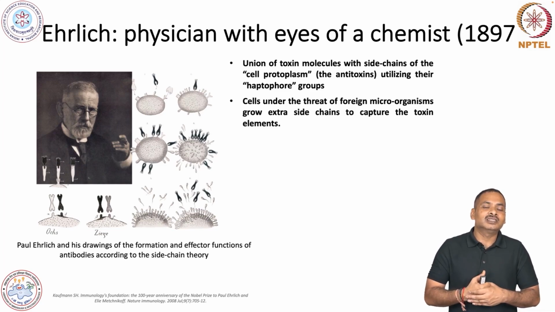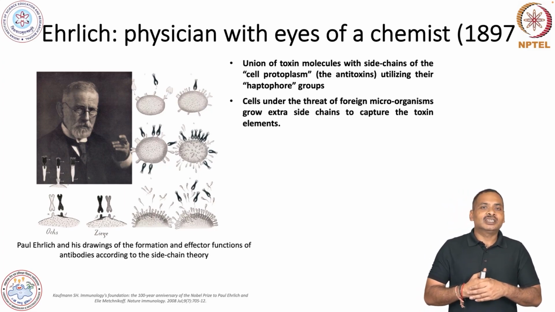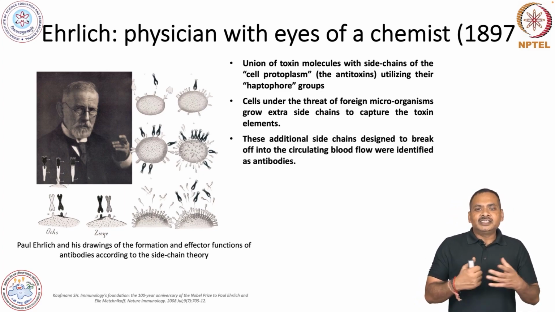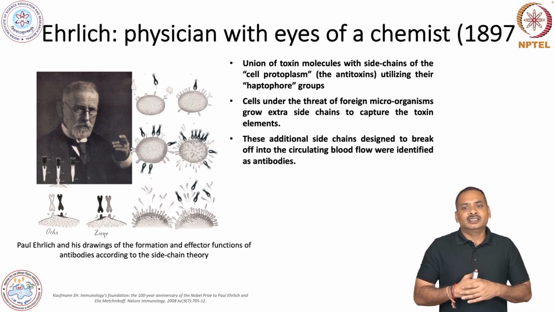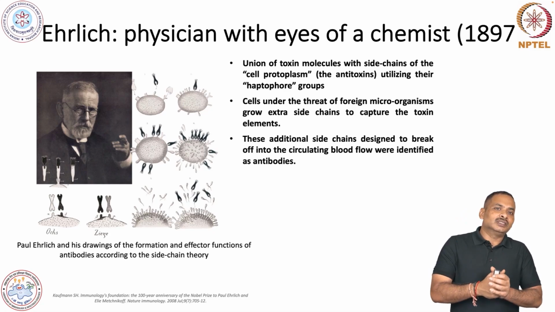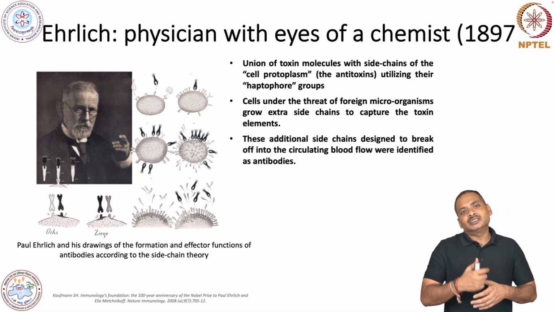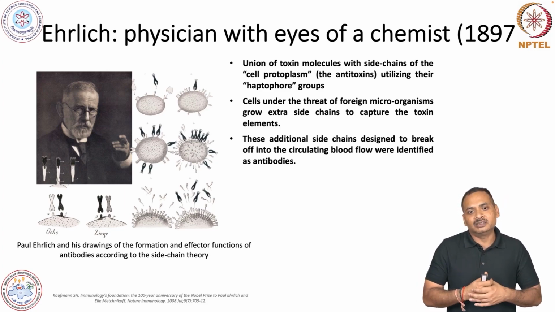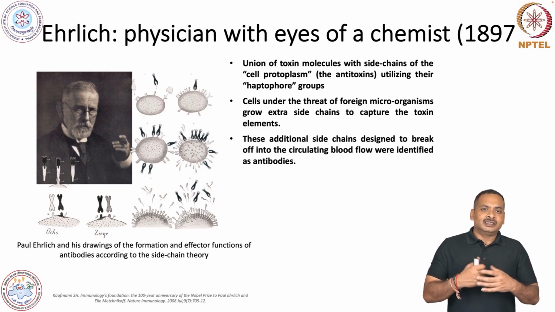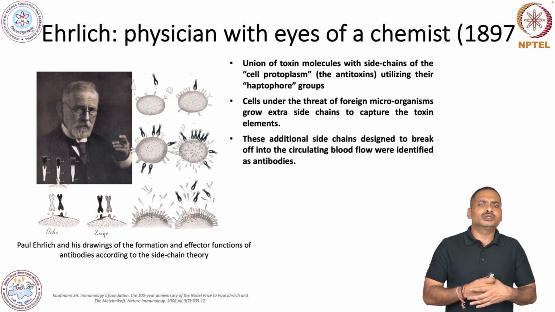Now there are B cells, which express the antibody molecule. Okay, and then these B cells differentiate into plasma cells and produce antibody. So these additional side chains were basically designed to break. The cell makes this side chain, and when the side chain binds with antigen, it breaks off and is then present in the circulation or in the blood. Okay, and this theory was very well supported by many workers.